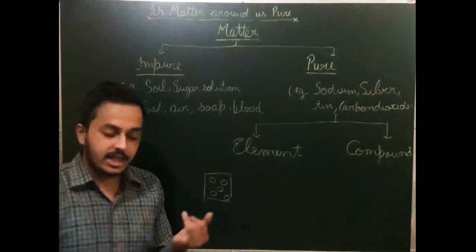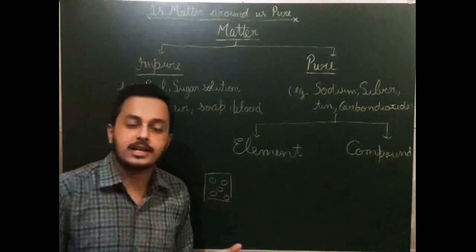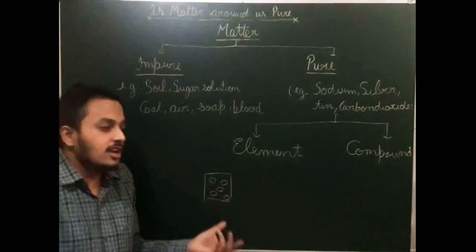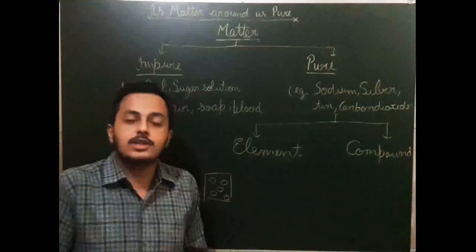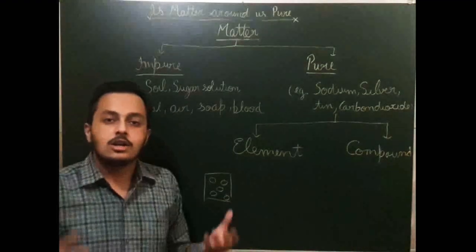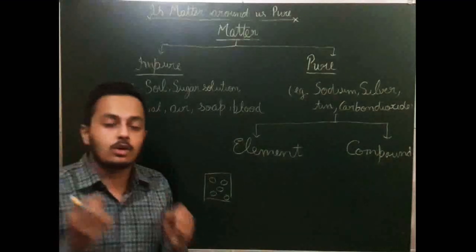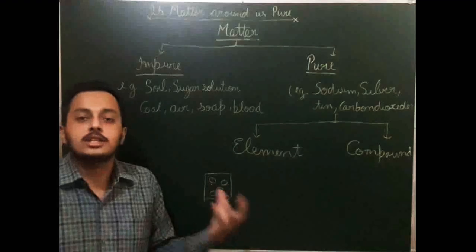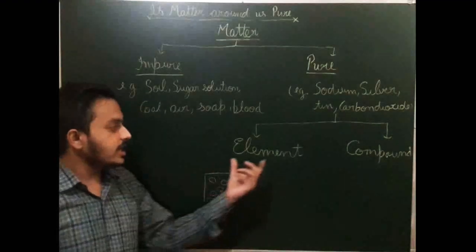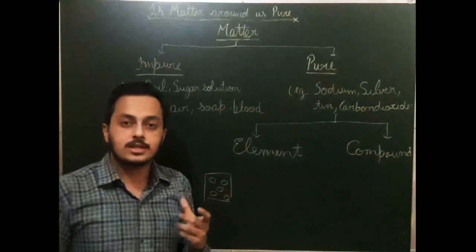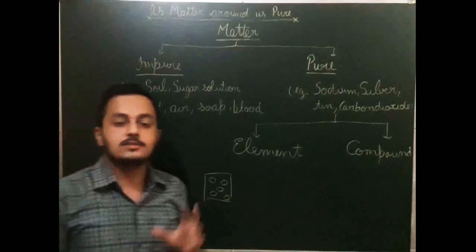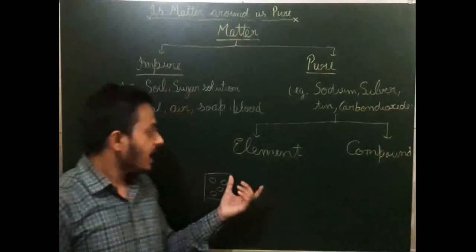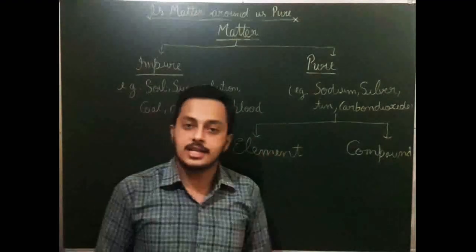Whether you apply the chemical method, heat, electricity, filtration, or any other technique, as they are only one kind, whatever you do, they cannot be further divided. That's why they are a pure substance. An element is made up of only one kind of atom. Element is the purest substance.